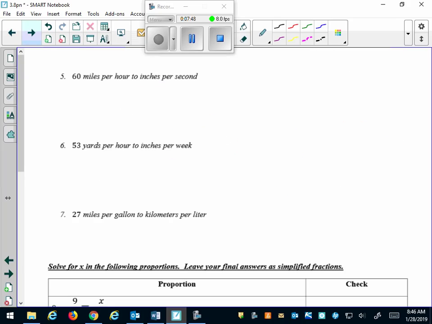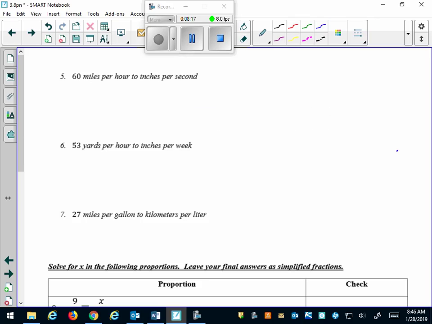If we look at the back of your worksheet now, though, these are a little bit more complicated, more involved, because this is not just 60 miles to inches, this is 60 miles per hour into inches per second. These are like rates that we're changing. So it's a little bit more complicated. So I'm going to do one with you, and then you can see how you do on your own.